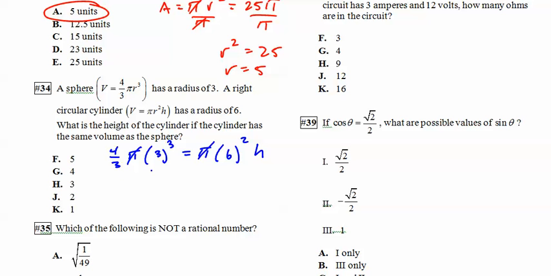These cancel. 27 is 9 is 36. 36 times the height. Divide by 36. We get a height equals 1. Right there.